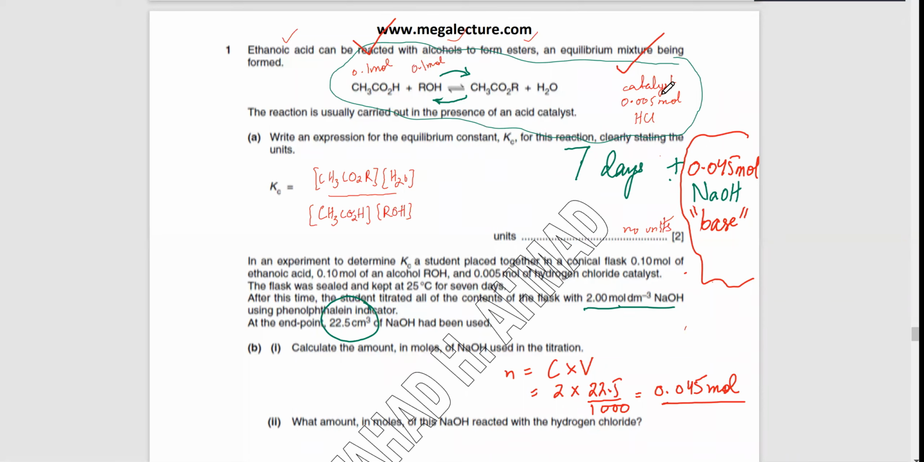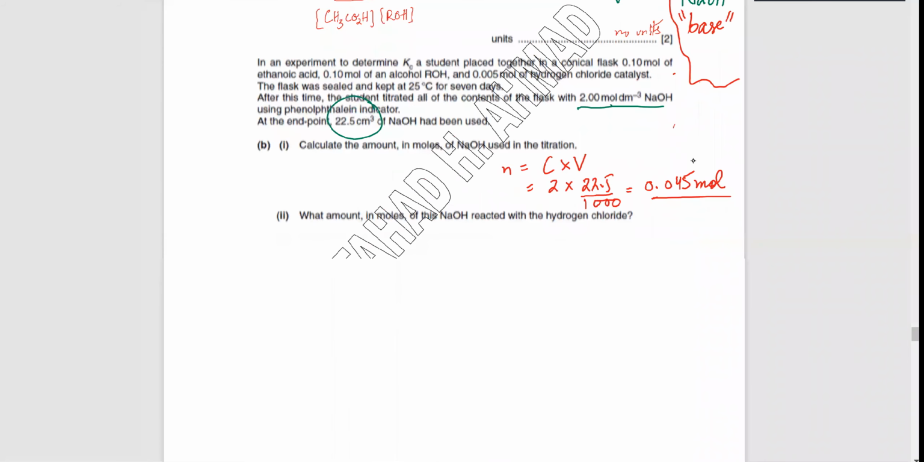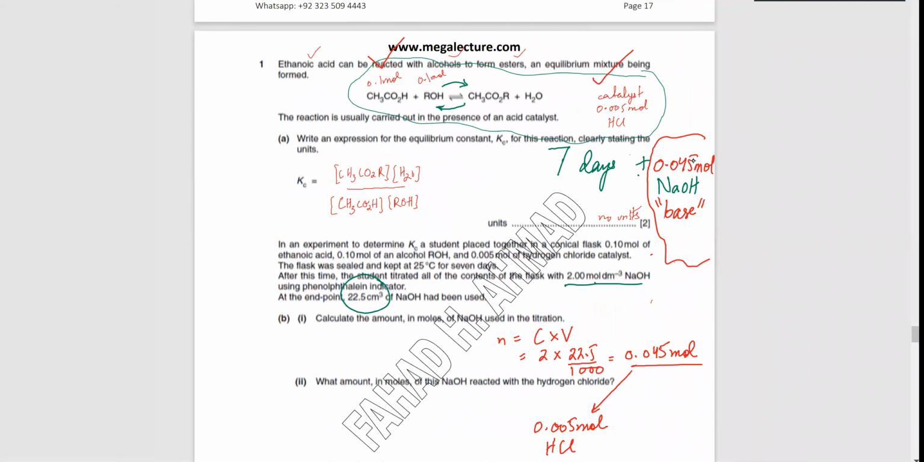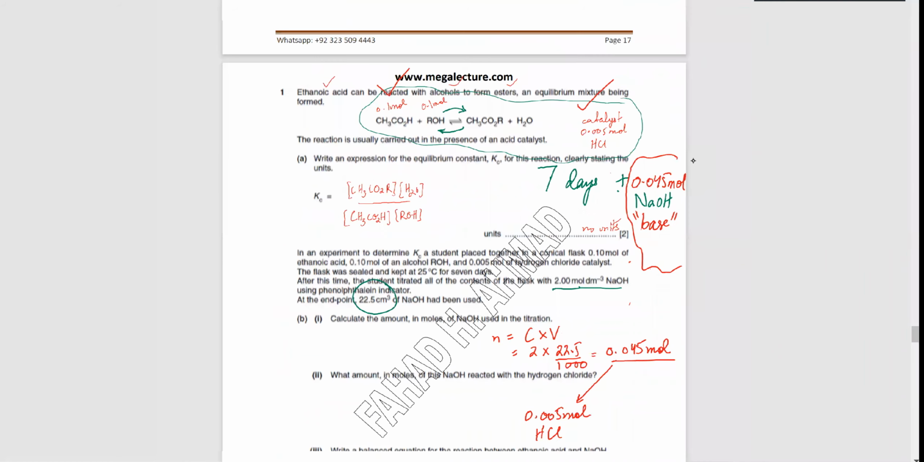It's only going to react with HCl and the ethanoic acid. Now HCl moles are going to remain unchanged. So NaOH and HCl react in 1:1. So out of these 0.045 moles, you know that 0.005 moles have definitely reacted with the HCl catalyst. Because it's a catalyst, it remains completely unchanged. Is this part clear to everyone?